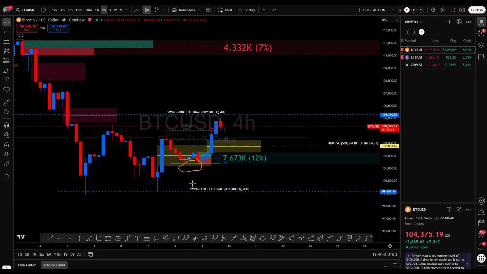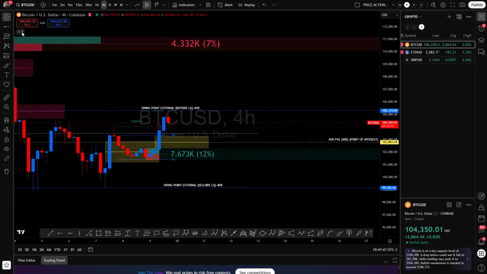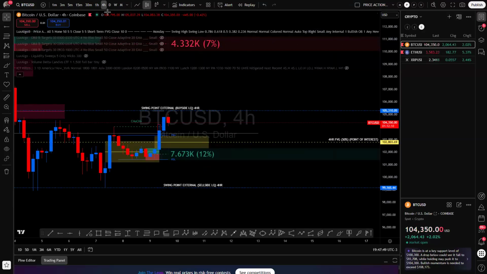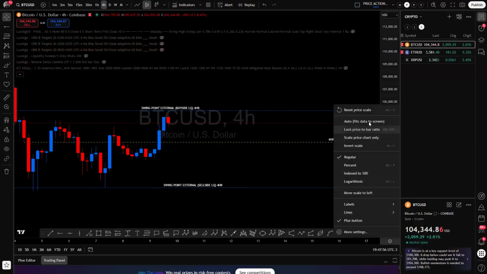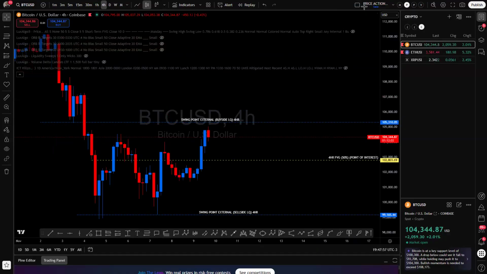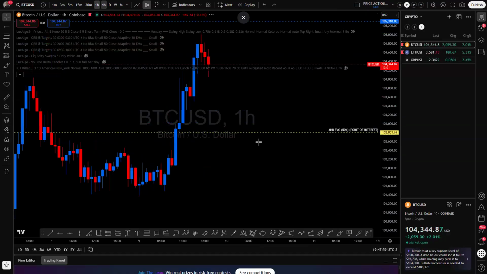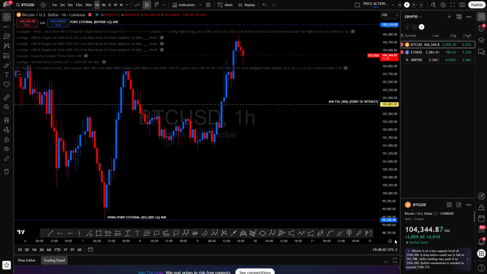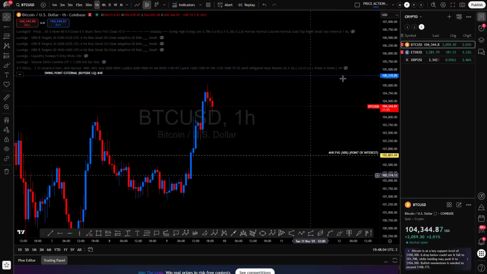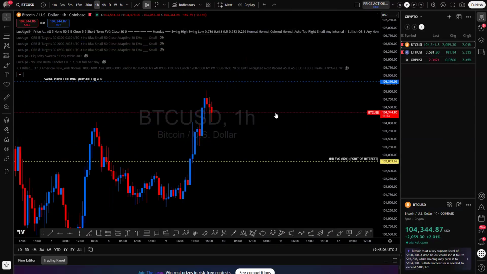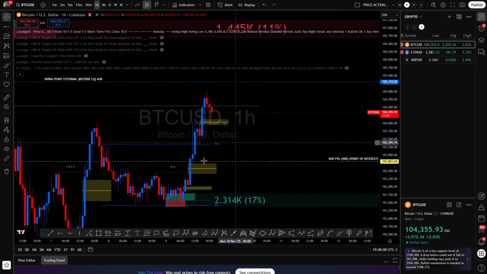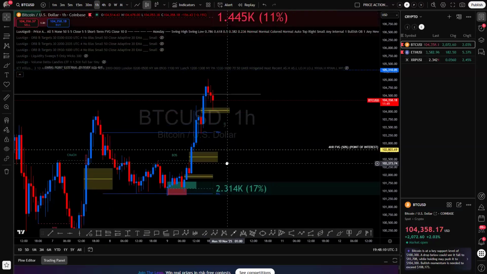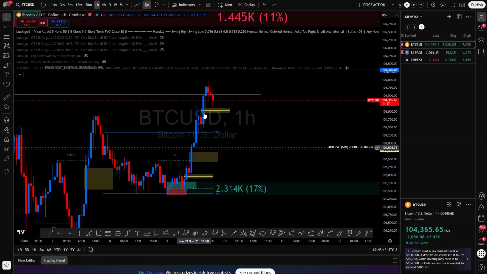So if I turn on, I'm going to go back to the 4-hour. This is the 4-hour. So now we're going to go to the 1-hour. Now this is where we're at. So this is the 1-hour. Now price popped up above the charts.